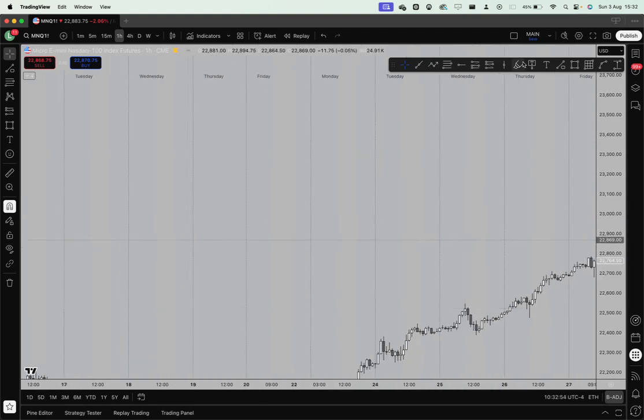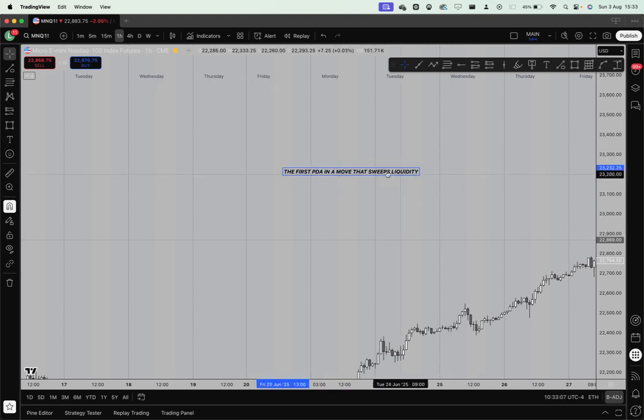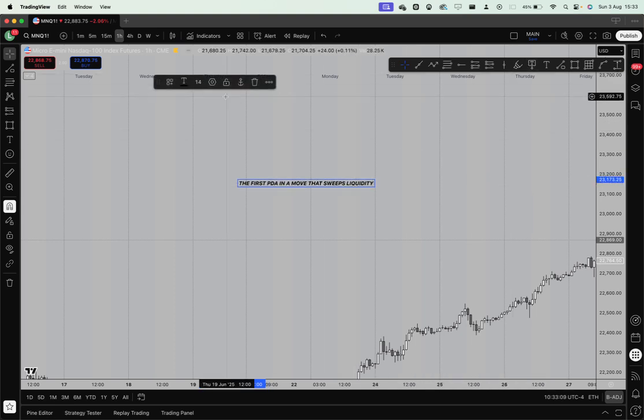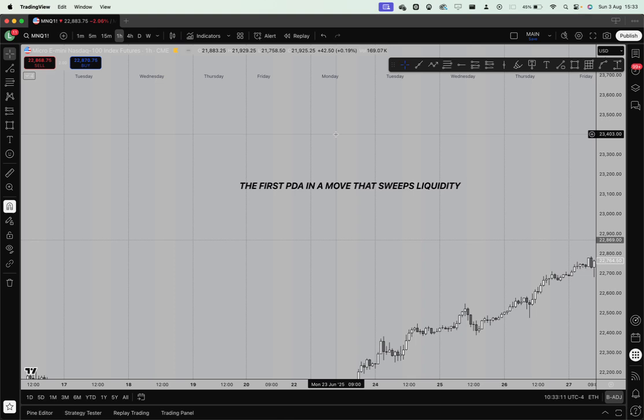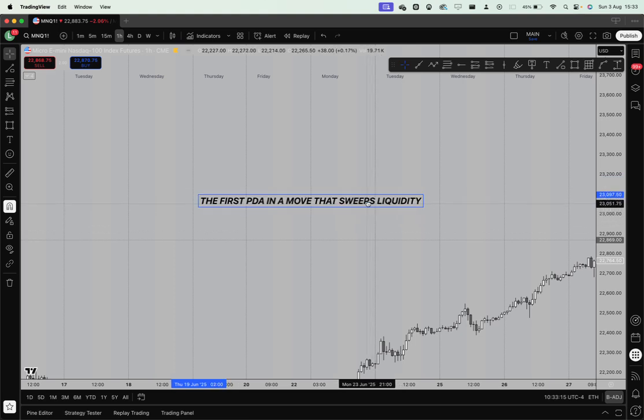So let me just tell you once more what you need to find. The first PD array in a move that sweeps liquidity. Okay, that is it. The first PD array in a move that sweeps liquidity. And that is as simple as that.